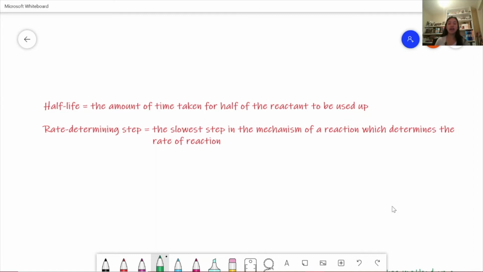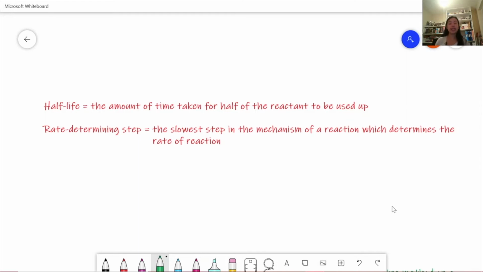So first we have half-life, which is the amount of time taken for half of the reactant to be used up. So for example, if we were using A, it would be the amount of time taken for half of the concentration of A to disappear. So from 2 moles per decimeter cubed to 1 mole per decimeter cubed.